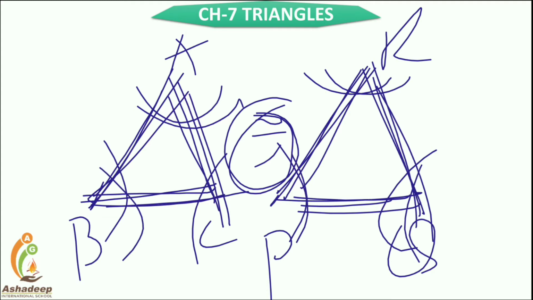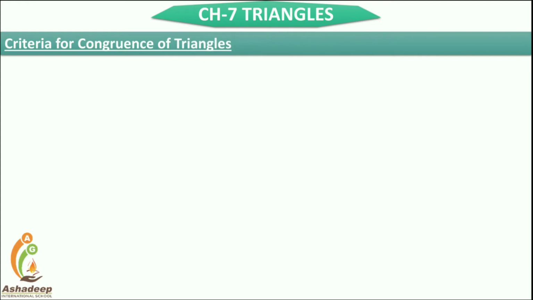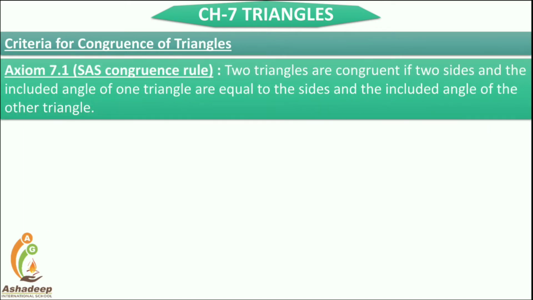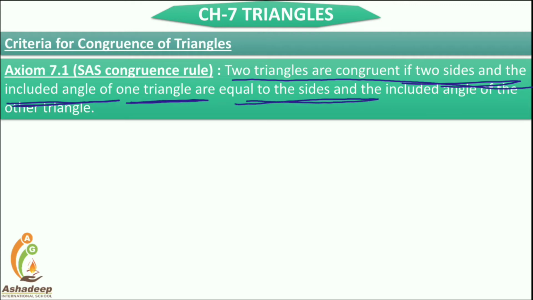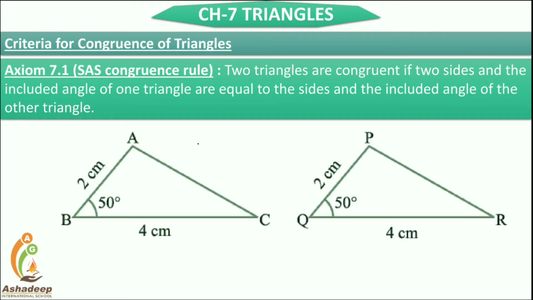Right? Congruent, simple. Now let's move ahead. Criteria. So what are the criteria to say that two triangles are congruent? Let's see one by one. Axiom 7.1. The first criterion is the SAS criterion. Two triangles are congruent if two sides and the included angle of one triangle are equal to two sides and the included angle of the other triangle. So what does that mean? Let us understand with these two figures.